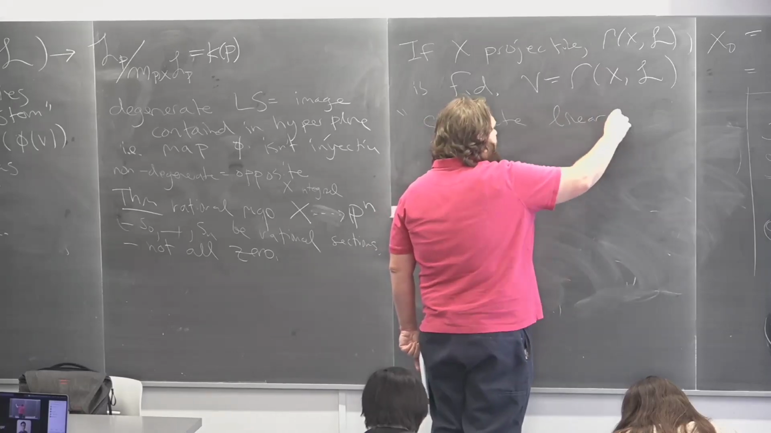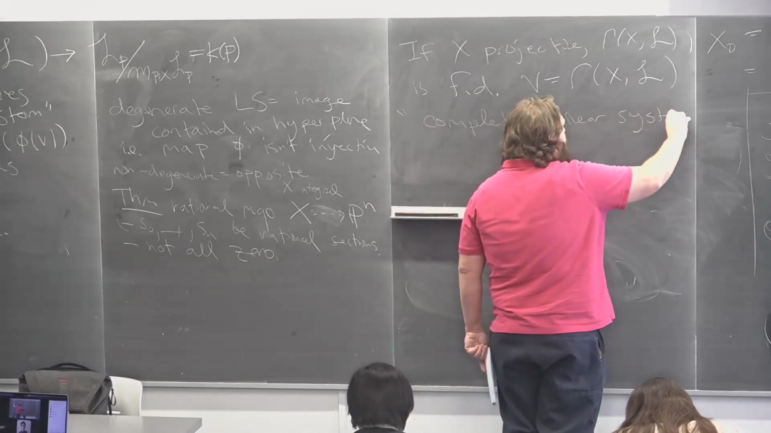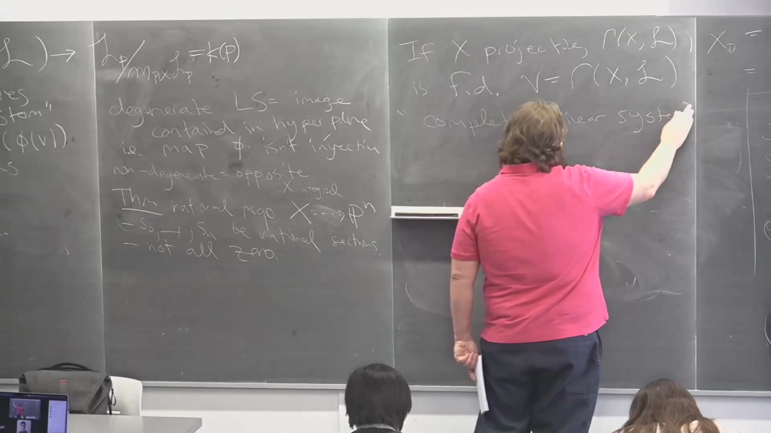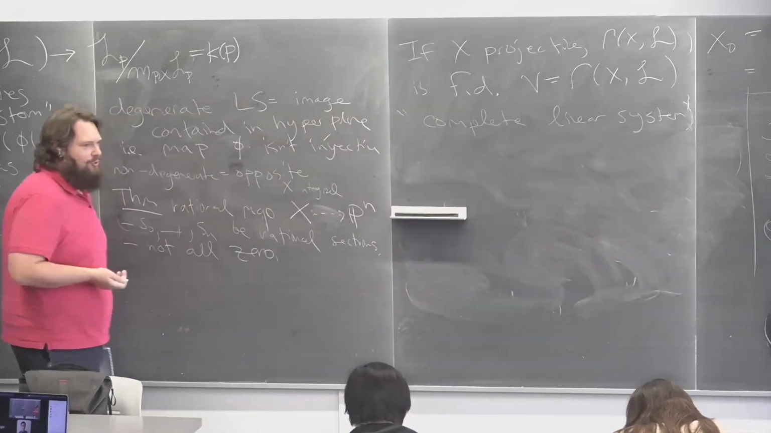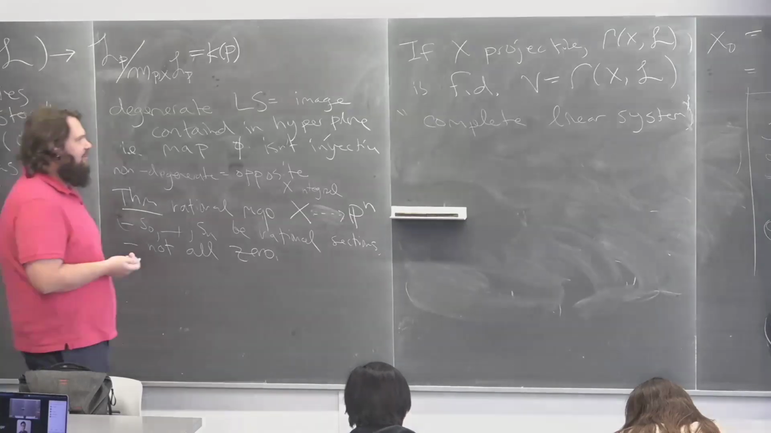So this is kind of the best map that we can get, or complete linear system. I have no idea which of these I prefer. I will probably just randomly switch between them. I apologize about that.